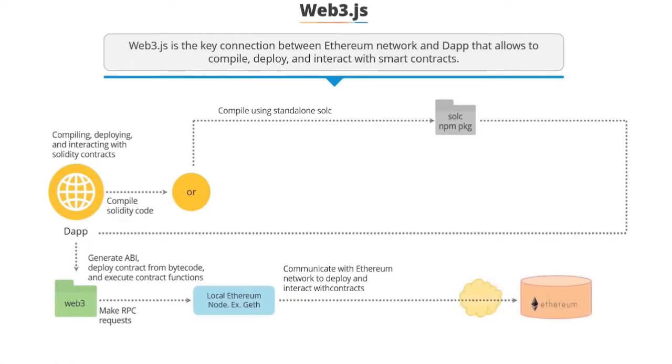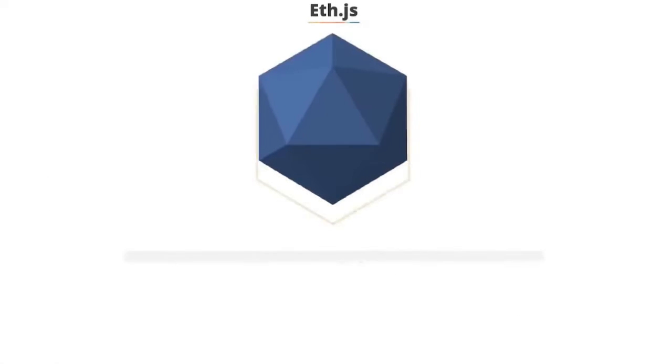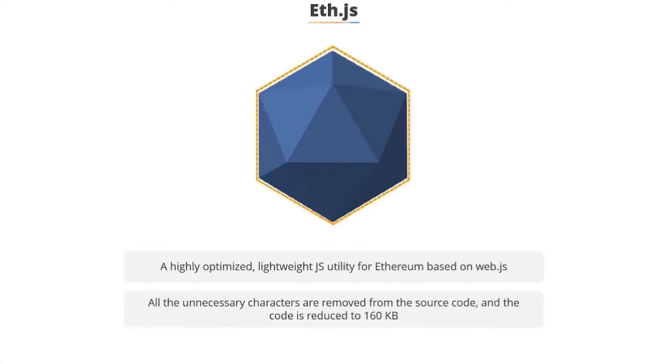Ethereum comprises a large number of nodes which talk to each other. We use JSON-RPC to make a request to a particular node, which is like an API call. Thus, if we want to talk to a smart contract or read an account, we do it through Web3. ETH.js. It is a highly optimized, lightweight JS utility for Ethereum based on web3.js. In this, all the unnecessary characters are removed from the source code and the code is reduced to 160 kilobytes.